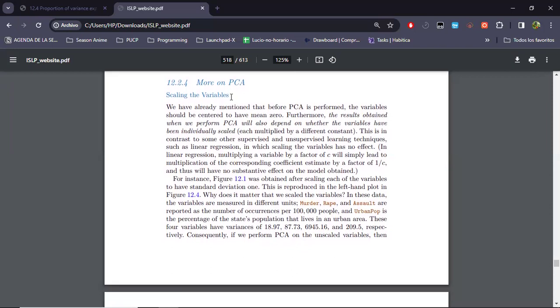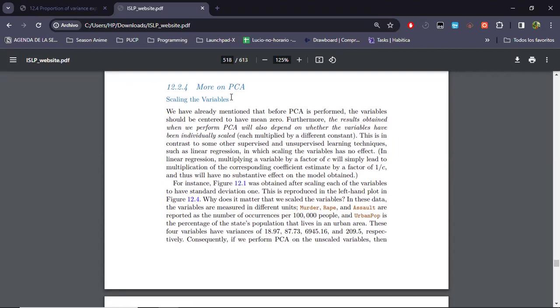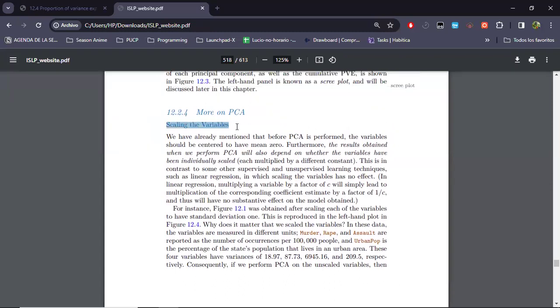Something similar happened in a previous chapter. But in that sense, for example, salaries can range from, I don't know, 1,000 to 1,000,000, but maybe another variable is just like number of children, which would be expected to go from maybe 0 to 10. So in that sense, it is recommended to perform this scaling of the variables prior to performing PCA.